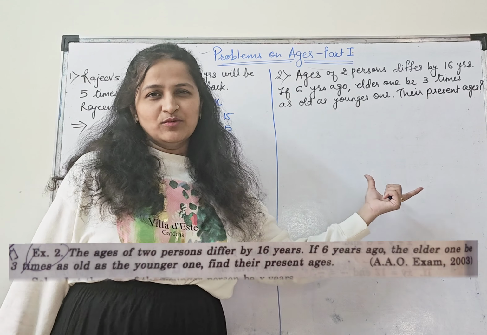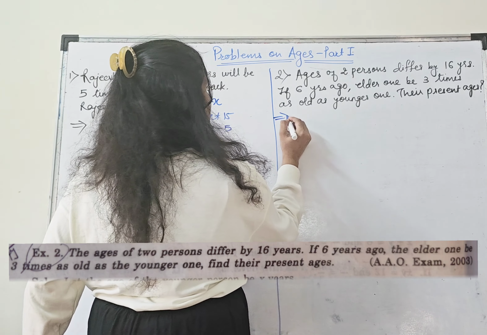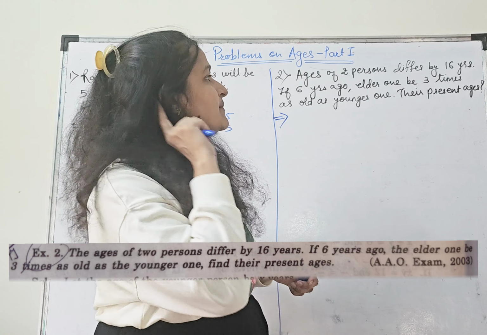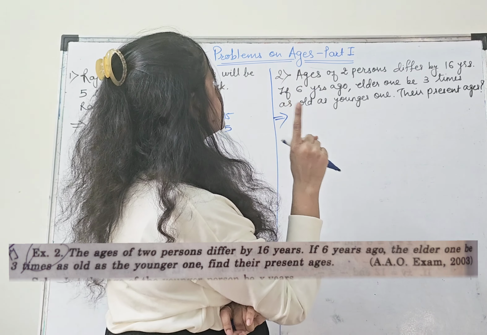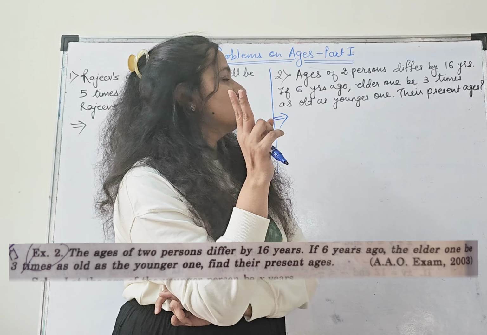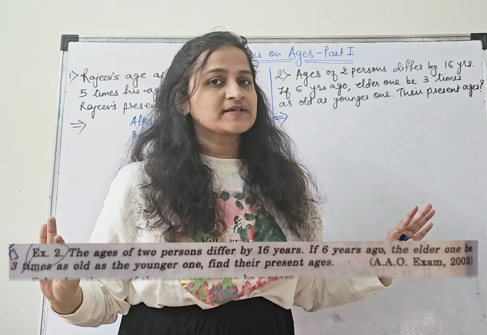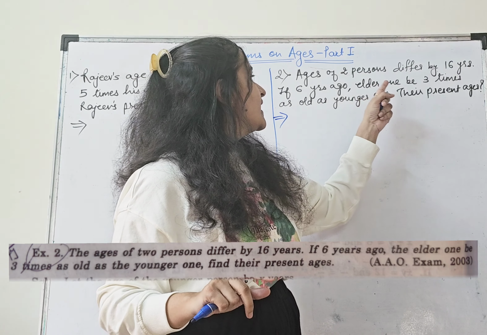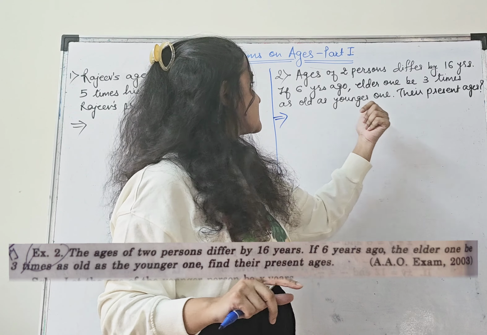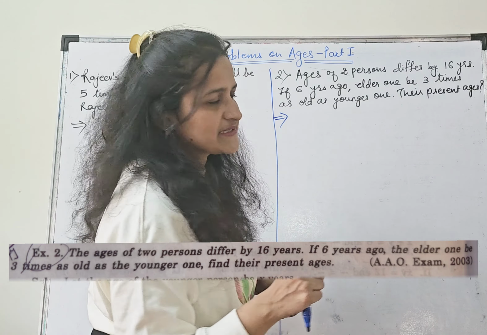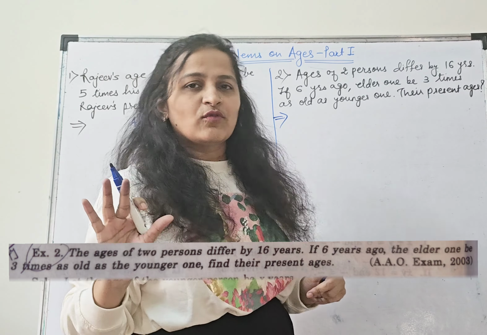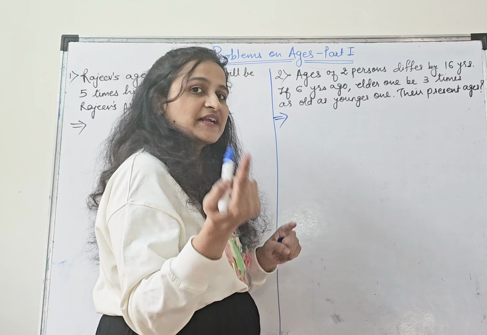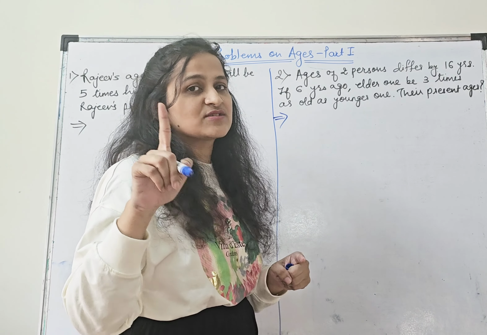Now let's quickly move to the second example. Okay, I am going to solve this example by using two methods, two ways. Correct? Let's see. The question is ages of two persons differ by 16 years. Now first thing, there are two persons in this question, right? If 6 years ago elder one be 3 times as old as younger one, then you have to find out their present ages. Now simply what we'll do, one person as x, one person as y, correct? So we'll do that way also and we'll do it by using just one variable also.